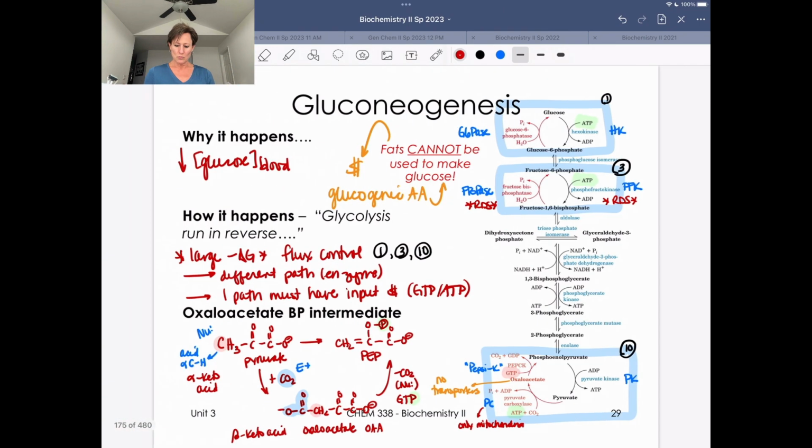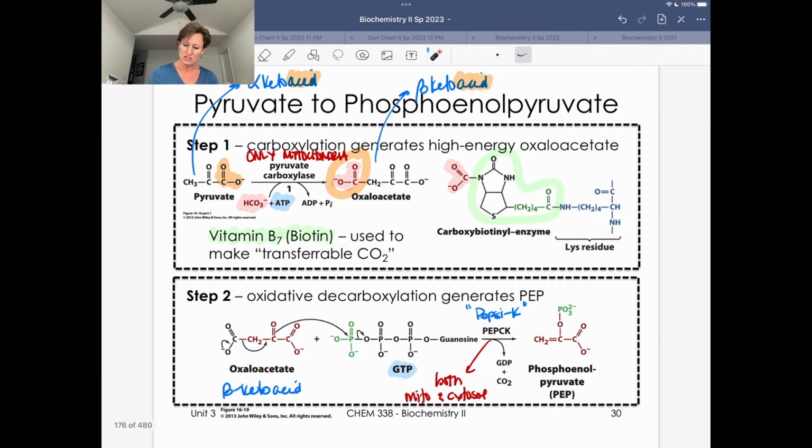But remember, the rest of the gluconeogenesis enzymes, which are really glycolysis enzymes running in reverse, with the exception of G6Pase and FBPase, all of those enzymes live in the cytosol. So to do gluconeogenesis, the first thing that we need to do is dip into the mitochondria because pyruvate carboxylase only lives there. Then once we get to oxaloacetate, we've got 3 choices. We're going to go through those choices on the next slide.